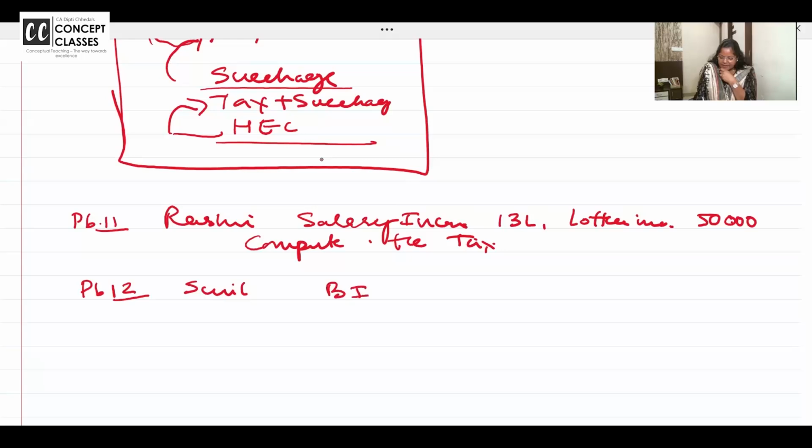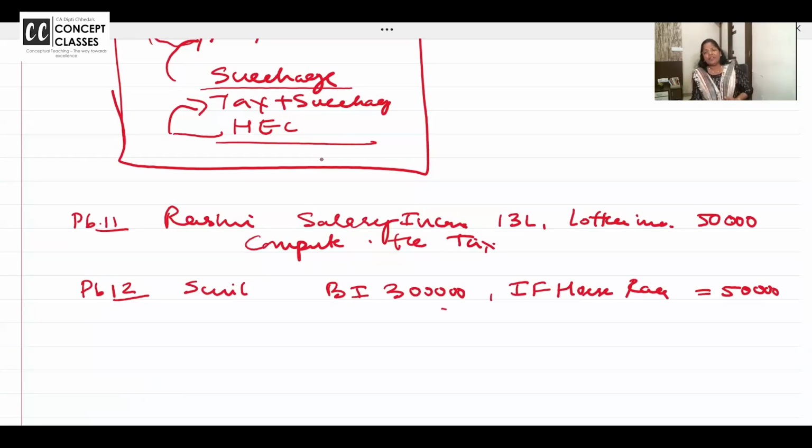Sunil's business income is 3 lakh. Income from horse races, that's also a casual income, is 50,000. Now the income is less than 3,50,000. So from casual income also, will you give the rebate? Answer is yes. I'm just giving you a reminder to all of you that rebate देना है बेटा, करके आना.